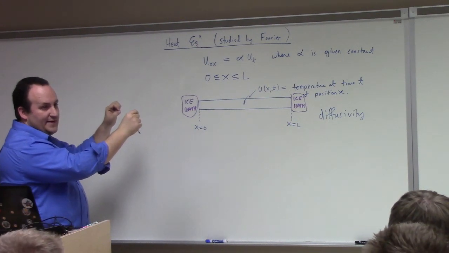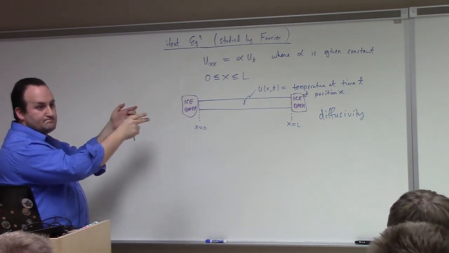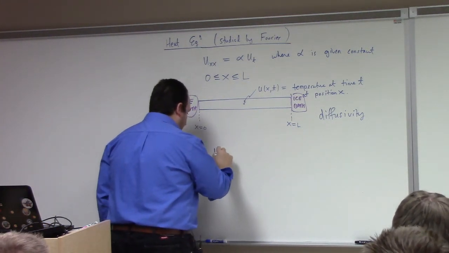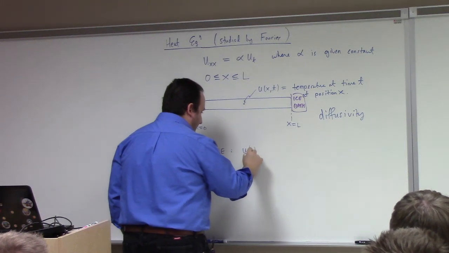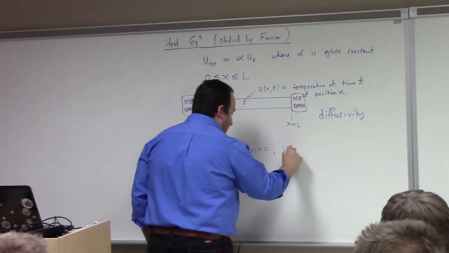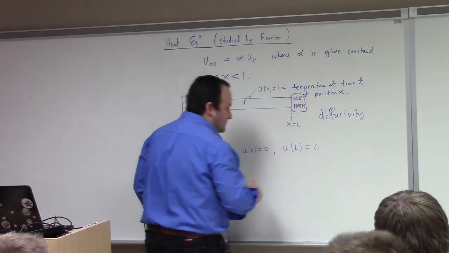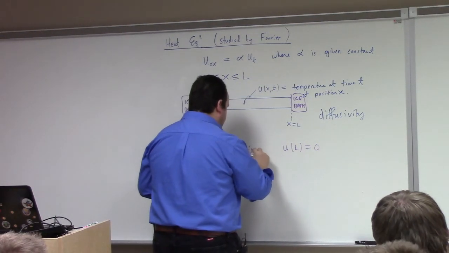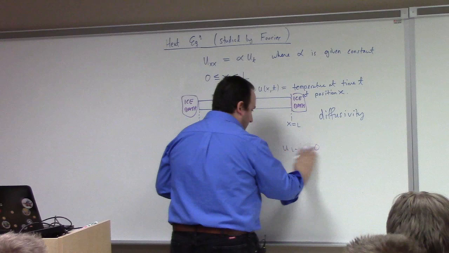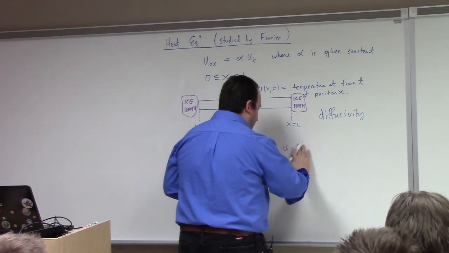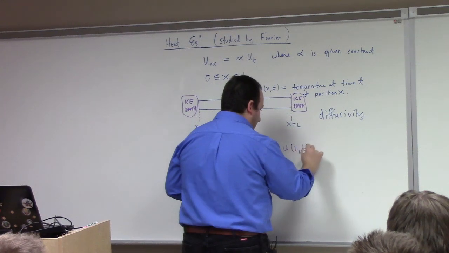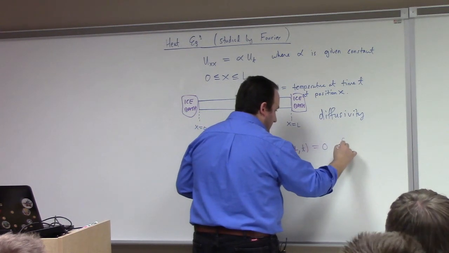All right? We'll make that constant be 0. So with an ice bath, we can make u of 0 be 0, and we can make u of L be 0. And to be more specific, I should really say u of 0, t equals 0, because u is a function of both x and t, right? So u of L comma t equals 0 for all t.